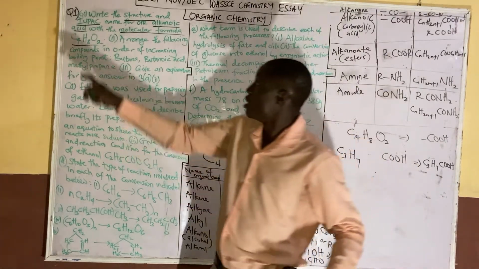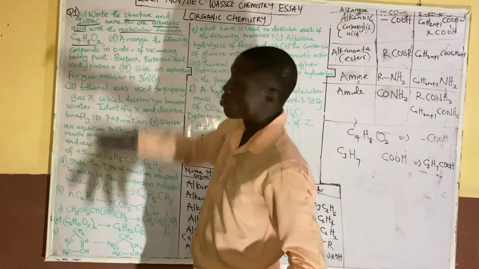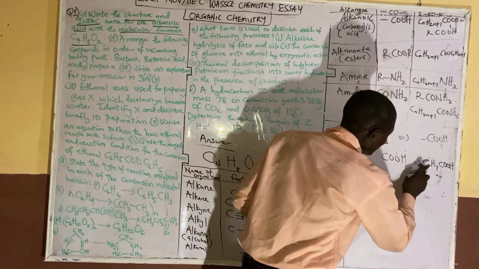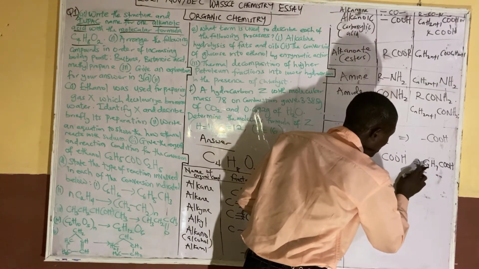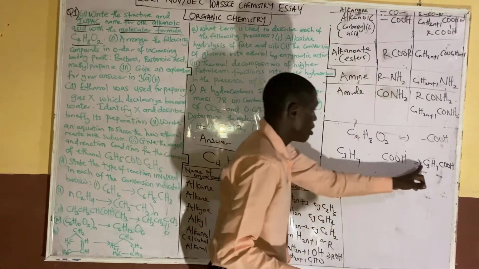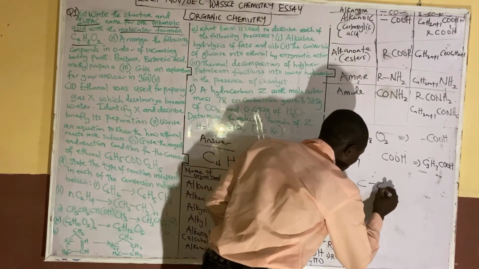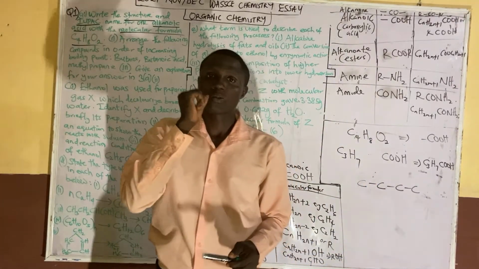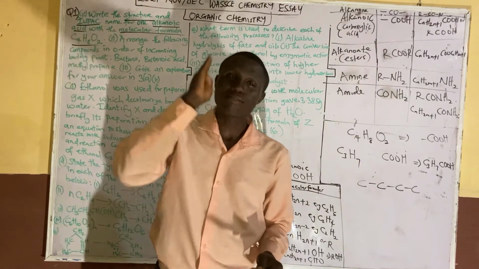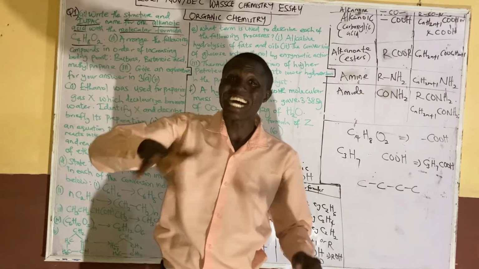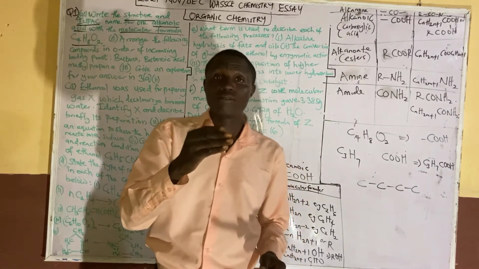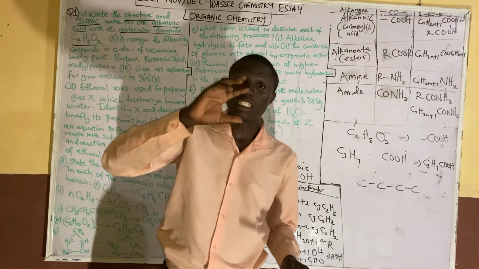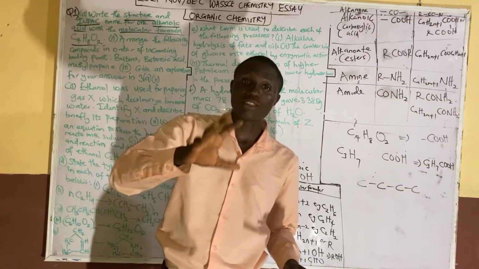Now it says write the structure. So I have to show the structure. How many carbons are we having? C3 here, and one C here, so we are going to have 4 carbons: C, C, C, C. And each carbon has 4 bonds around itself. Carbon always has 4 bonds around itself. I've already mentioned in a video why carbon has 4 bonds around itself. It's because of its valence electrons.